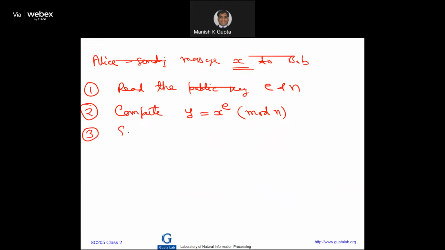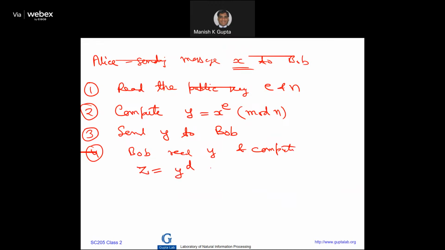Now she is going to send Y to Bob. Send this Y to Bob without worrying about who can access it and so on. Even if somebody accesses this Y, no problem, because integer factorization problem, getting P and Q, is a very difficult problem. Okay, you will see why. Now what does Bob do? Bob receives Y and computes a number Z, which is Y raised to power D.